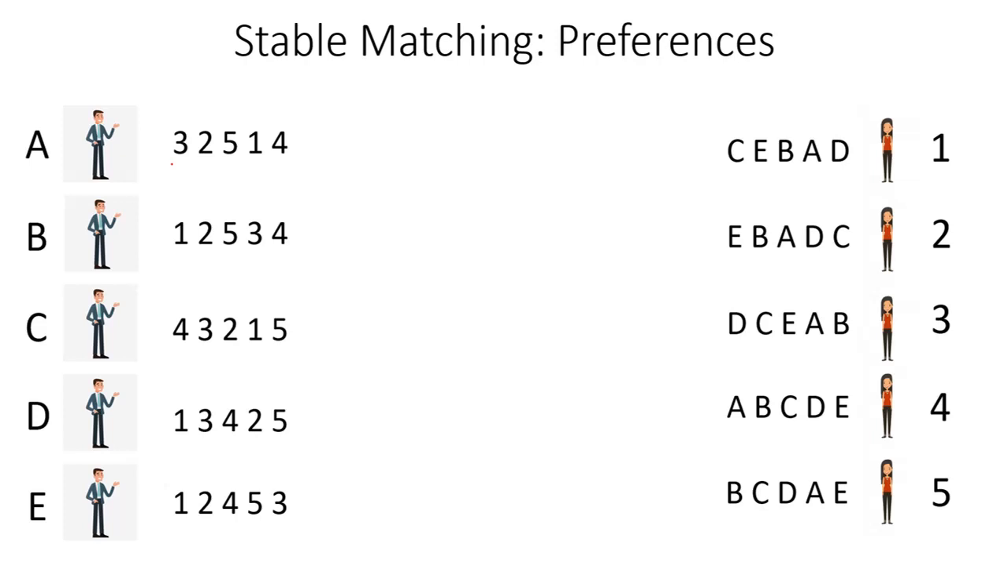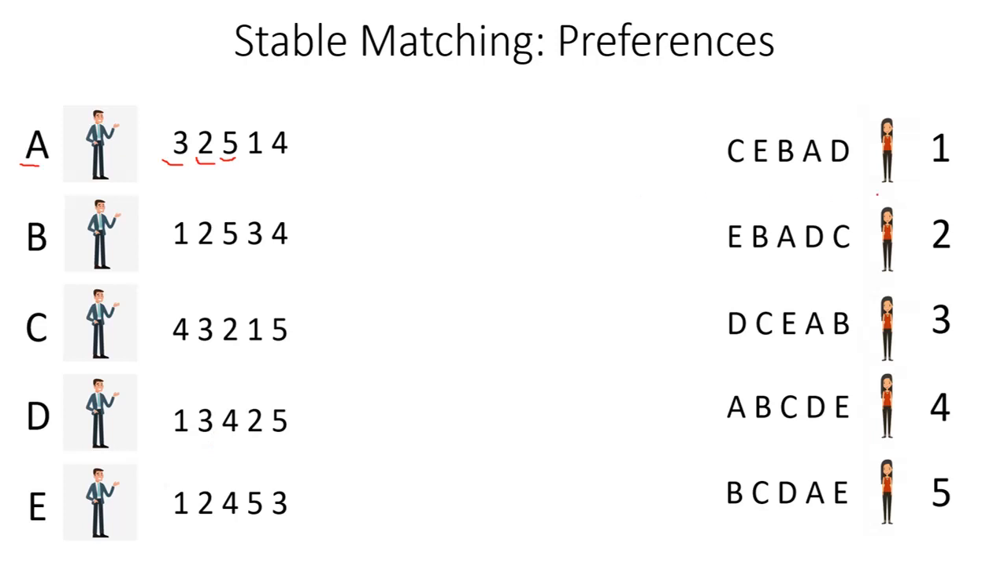So let's try the next approach. Each of the boys has their own preference list. The most preferable girl for boy A is girl number 3, then the second most preferable is girl number 2, then third most preferable is girl number 5, etc., till the end of the list. And it applies for all other boys.